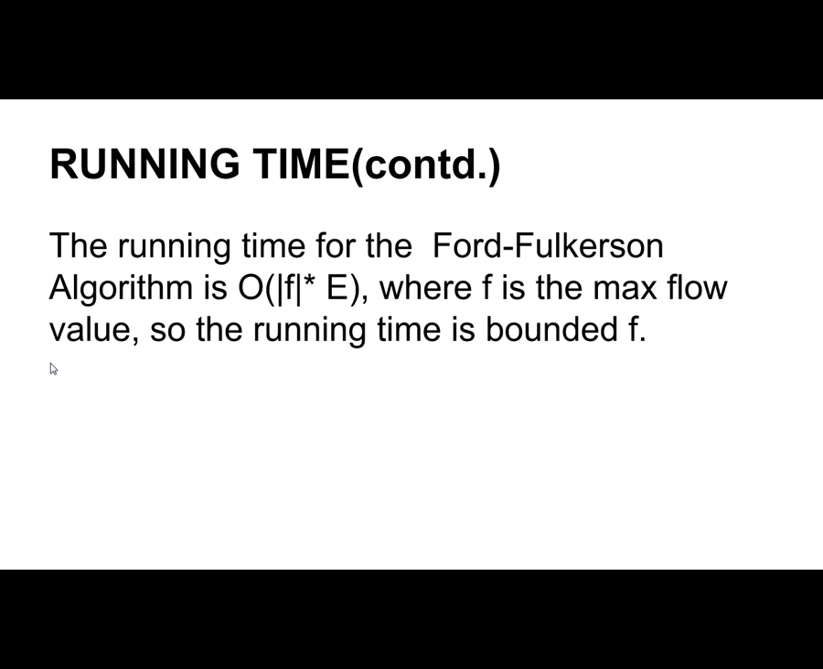The running time for the Ford-Fulkerson algorithm is given by big O of f times E, where f is the max flow value. The running time is bounded by this particular function on f, which actually means a bound on the number of iterations required to find the max flow. So the bigger the max flow, the more iterations required, therefore the longer the algorithm will take to finish.